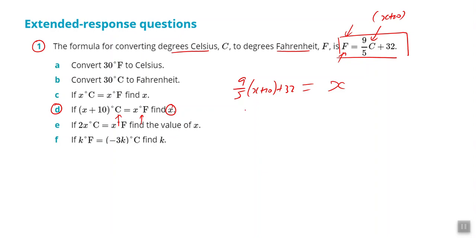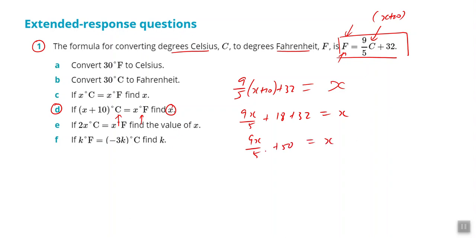So I'm going to expand the bracket. It'll be 9x over 5 plus 90 over 5. When I multiply a whole number by a fraction, you multiply the numerators together. So 9 times 10 is 90, and 90 divided by 5 is 18. Plus 32 equals x. 18 plus 32 is 50.